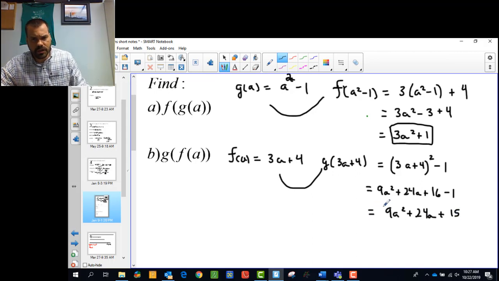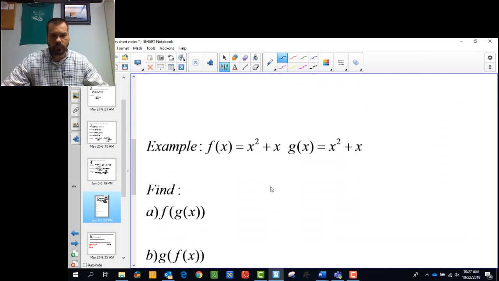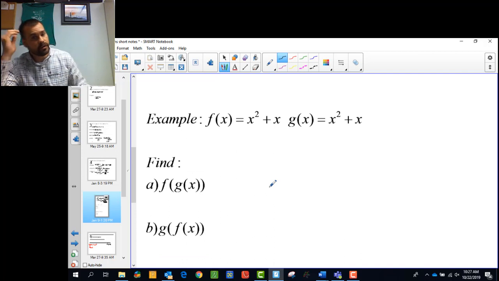And that is our g of f of a. If you're wondering where this came from, it's just this squared, and then 2 times this times this. That's what I'm doing. It's just a perfect square, all right? Same thing down here. You notice that f of x and g of x in this question are the same. They're both x squared plus x.